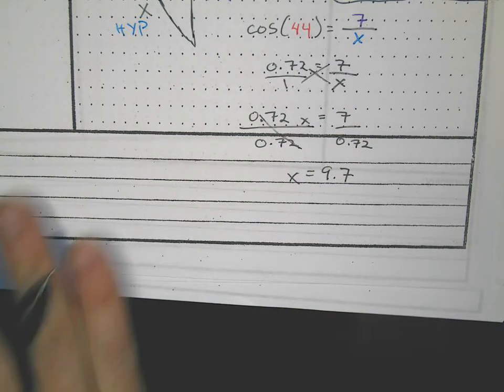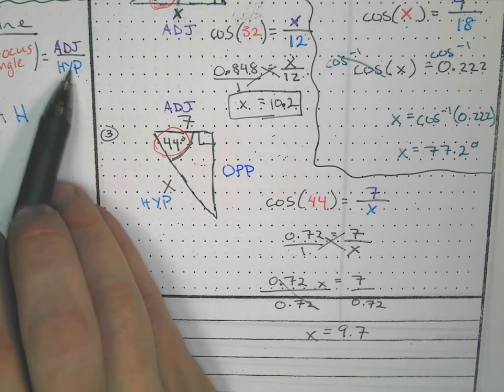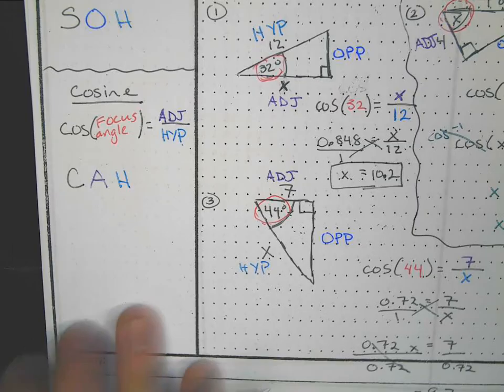So that's how we can use cosine. Cosine focusing on using that adjacent side and the hypotenuse. So that's how we can use cosine to help us solve for the different parts of a triangle.